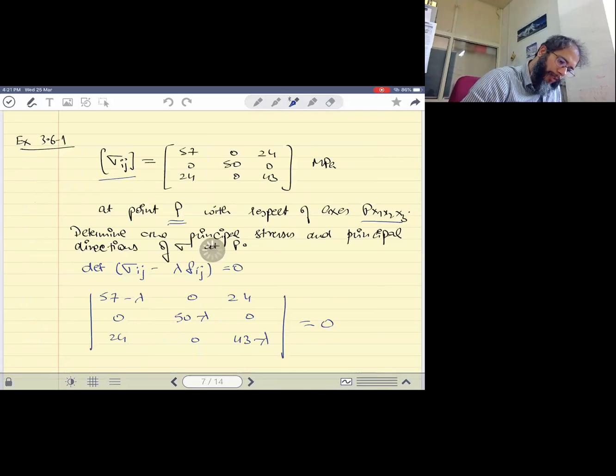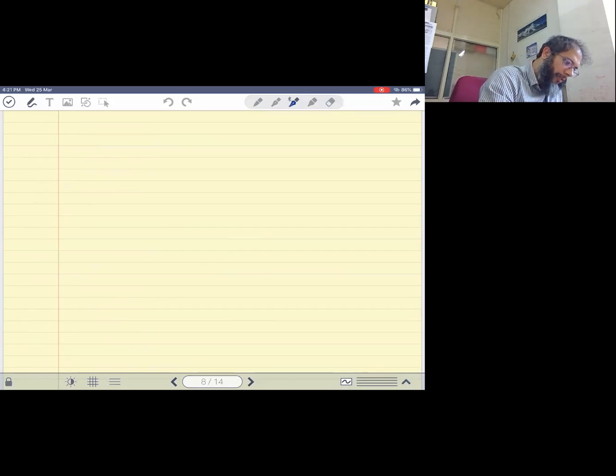When you solve the characteristic equation, you get lambda 1 equal to 24. The three roots are 24, 50, and 75. Sorry, 25, 50, and 75. Let's try to find the eigendirection for the first eigenvalue. We'll try to find n1 hat.